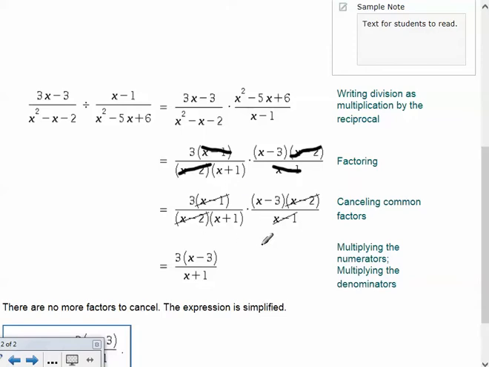So then all that we have to do is multiply whatever's left after the cross-canceling. So we have to do 3 times x minus 3. You see that here. There's nothing left for the denominator except x plus 1, which you see here. Okay, let's do another one.